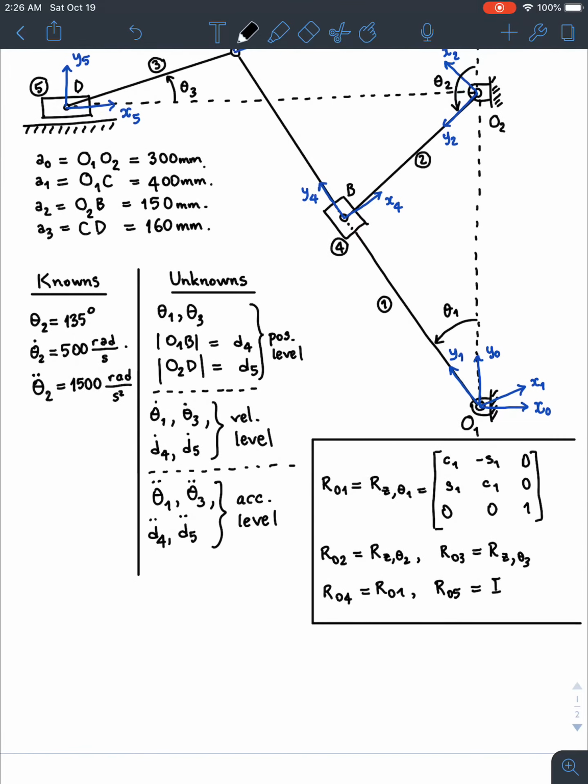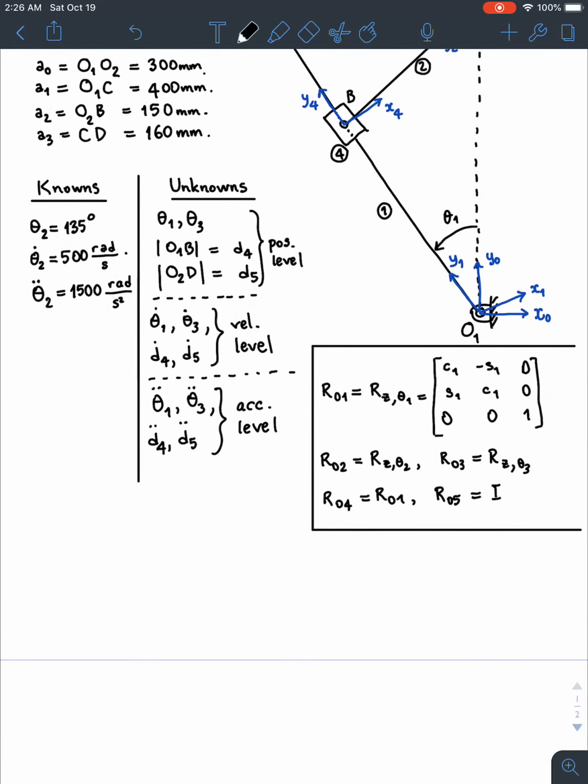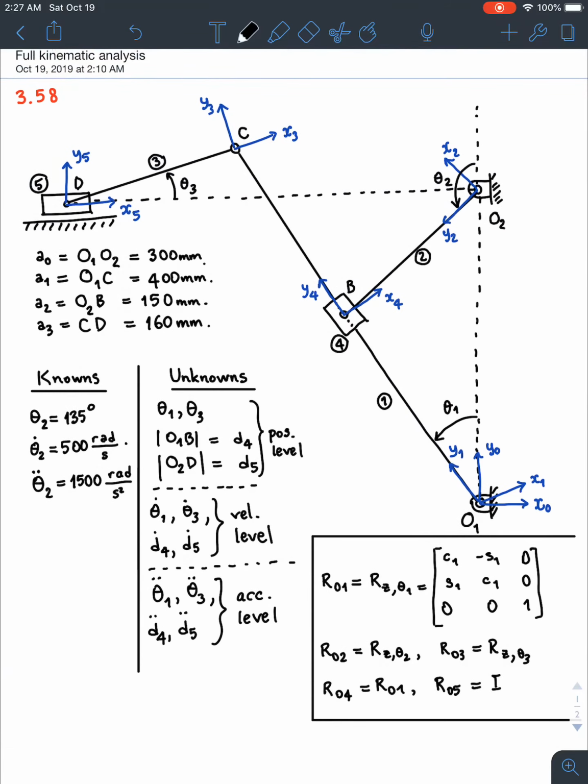Okay. Once we set the problem up like this, the first task that we have, of course, is to write loop equations, because you can see that this one is a closed loop mechanism, since every link is connected to at least two other links.